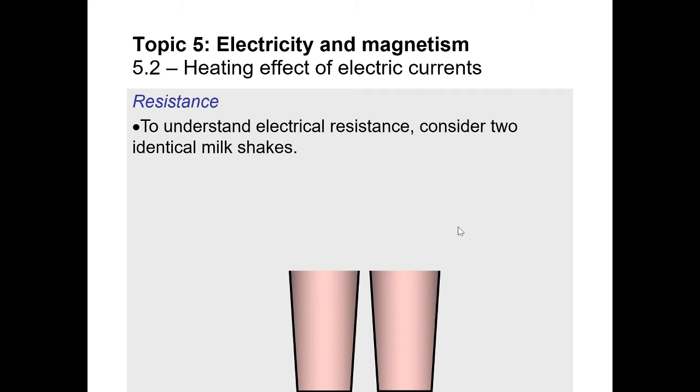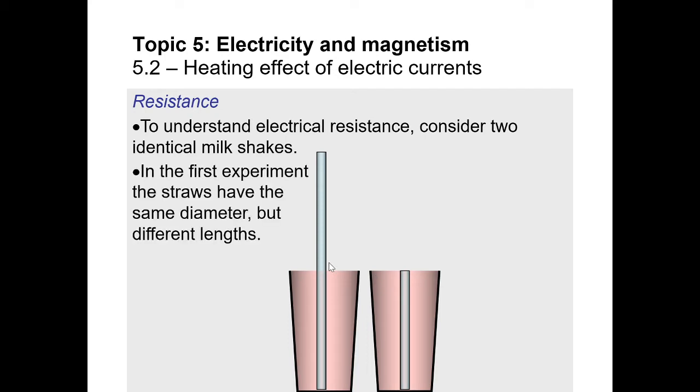Okay, now let's understand what factors affect resistance of a material. To do that, we're going to consider 2 identical milkshakes, and inside those milkshakes are going to be straws. Now, in the first scenario, notice that the straws have the same diameter, but they have different lengths.